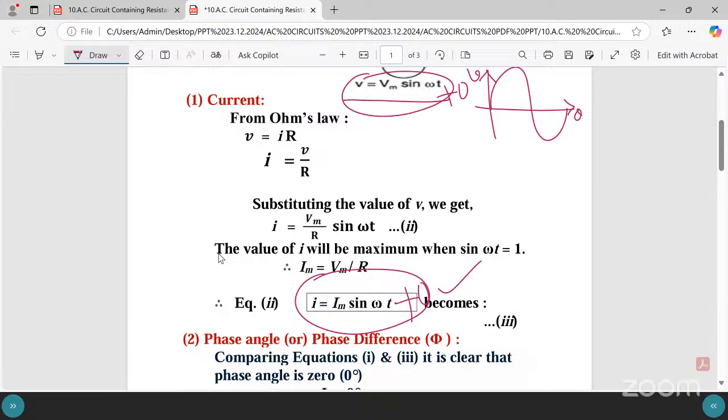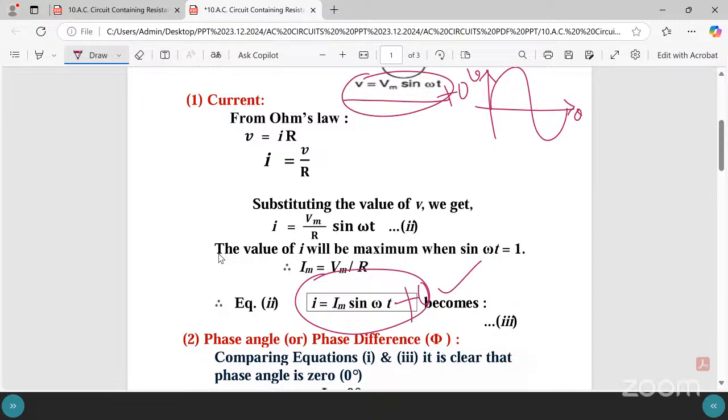See the difference, 0 minus 0. Phase angle is 0. Comparing the equations of voltage and current, we got a phase angle. What is the phase angle? 0.